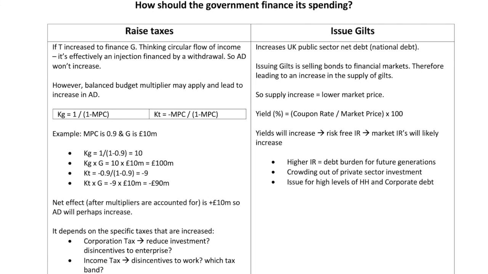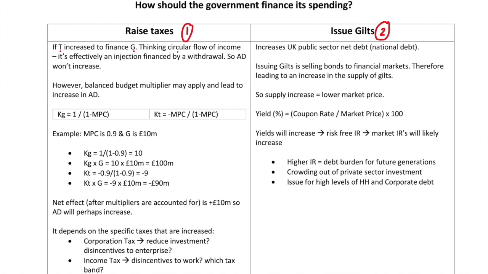Let's have a session on how should the government finance its spending. So if you're looking to finance your spending, then it's got to happen one of two ways. Way one will be raise taxes, and way two will be to issue gilts. Starting with raising taxes.